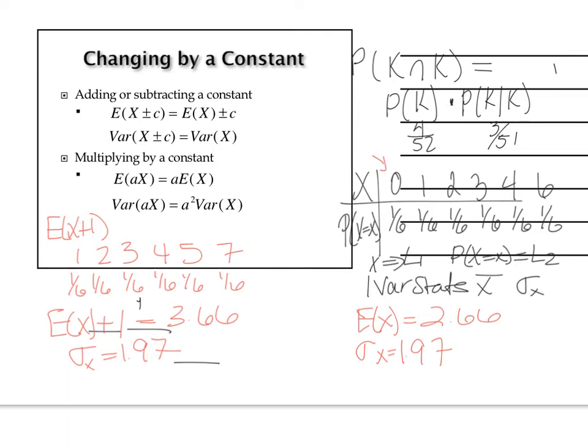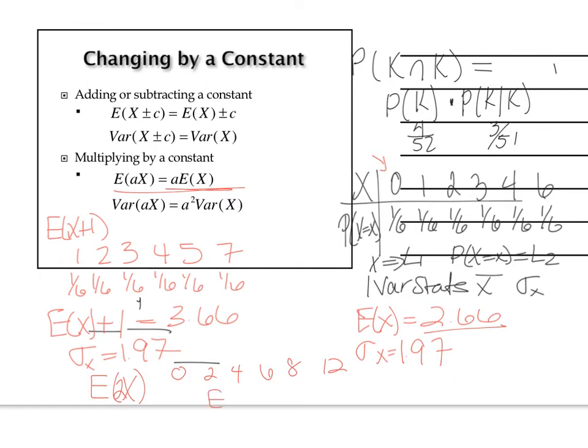So see, my standard deviation didn't change. But how does it change if I multiply? So let's look at if I take my values and times them by 2. My new table looks like 0, 2, 4, 6, 8, 12. And my probabilities are the same. So what this says should happen is that I can take this expected value, 2.66, and times it by 2.